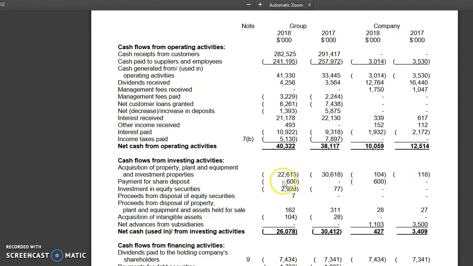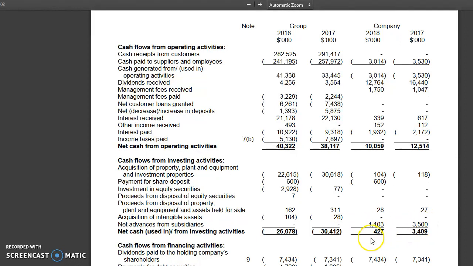Share deposits, they've purchased quite a few share deposits here for the company as well as for the group. Sorry, that's the company that has gone across the group. Investment in equity securities, only the company and the group has done that. These are proceeds from the disposal of equity securities that they've sold. They gained 7 million. Other proceeds from plant, property, and equipment they've sold during the period, for the company and for the group. And net advances from subsidiaries, the figures are shown there.